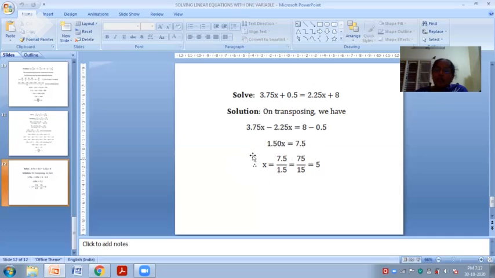What is the value of x? The coefficient of x is 1.5, and the constant term is 7.5. So divide 7.5 by the coefficient of x. If you want to cancel the decimal, we can simply multiply it by 10. This becomes 75 and 15. Or simply 7.5 divided by 1.5, we are going to get 5. So this is your final answer.